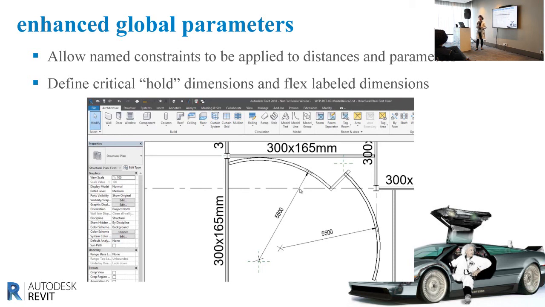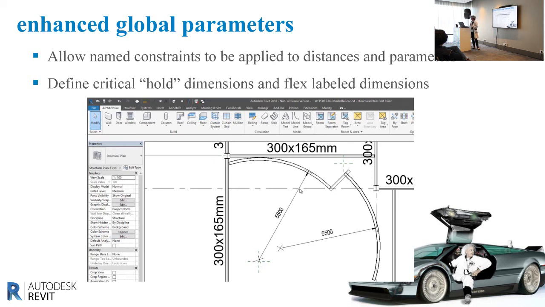Enhanced global parameters. This is, again, a new feature in Revit 2018. How many of you have had to do families in Revit, start a new family from scratch, right? And have you wished that some of the tools are available in the project side of things and not only in the family? Right, so global parameters allows us to create labeled dimensions, if I can call it that, which means I can control multiple areas of my model with the same tool or same dimension.